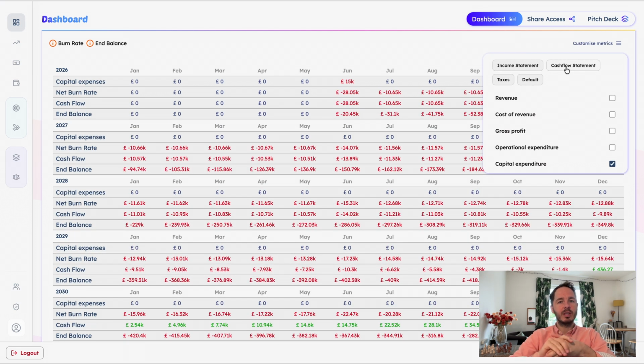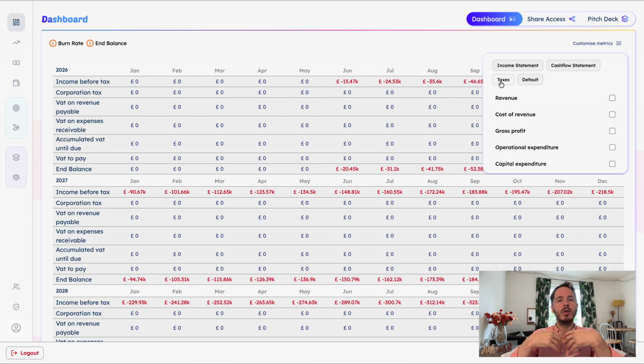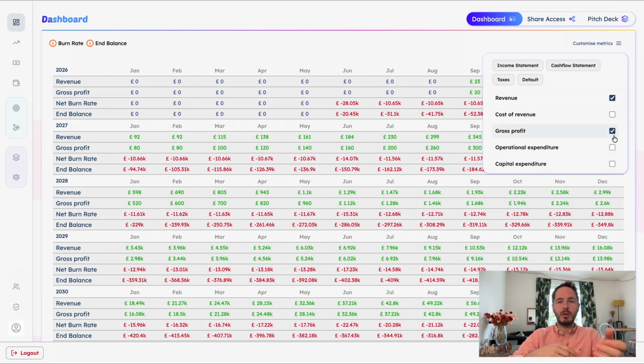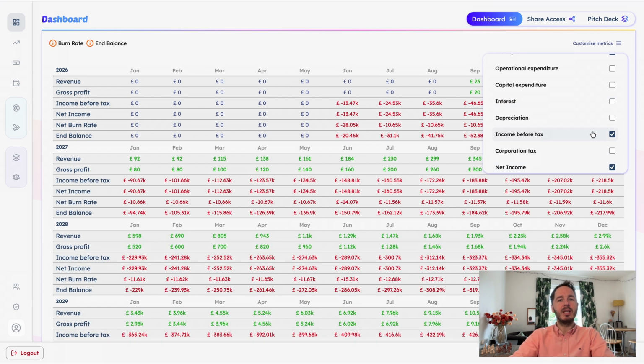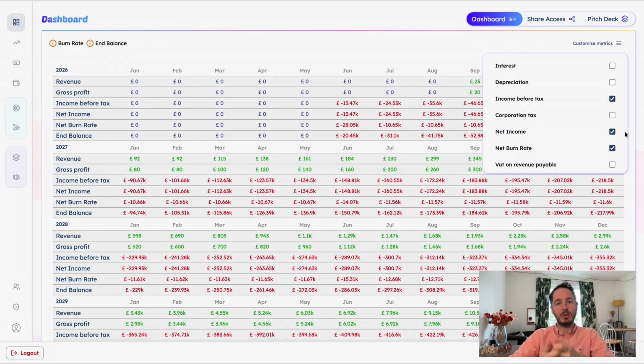And below those presets, you have individual checkboxes. So if you only want to show, say, gross profit and net income alongside revenue, you just tick those boxes. You are building a completely custom view of your financial model straight away.